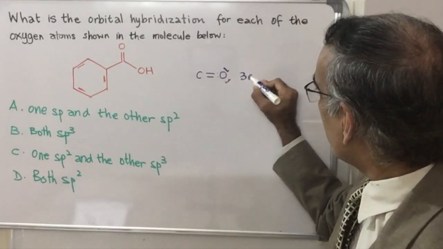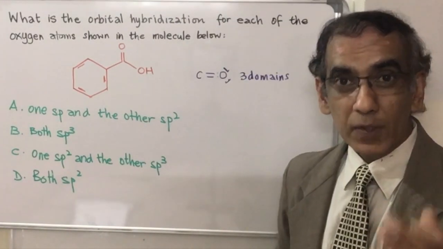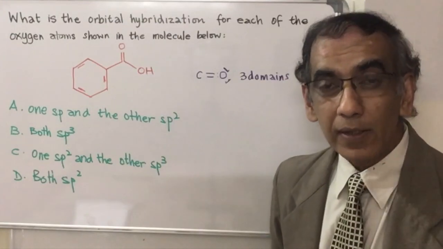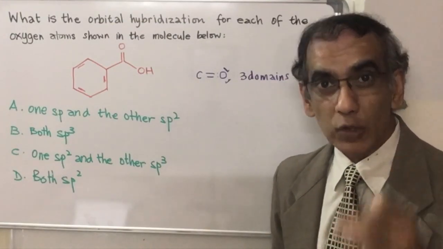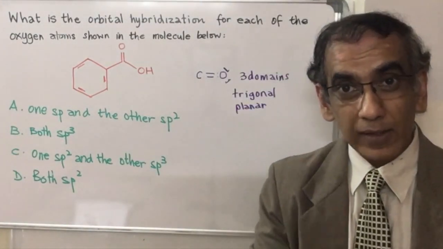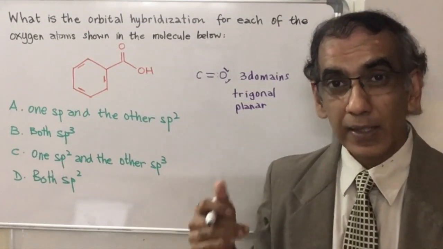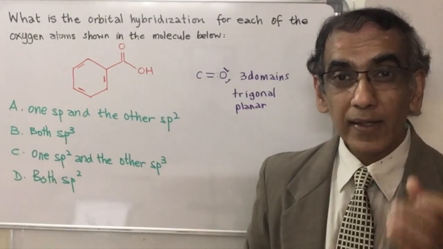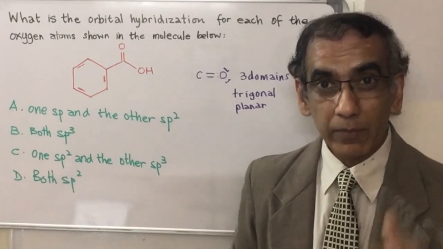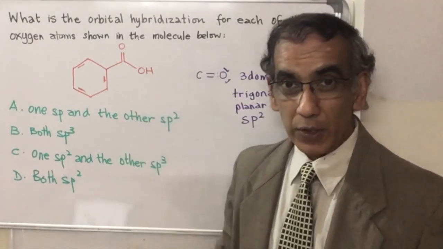So here we have 3 electron domains, and this means that you have trigonal planar electron domain geometry. And when you have trigonal planar electron domain geometry, it means that you have sp2 orbital hybridization. And now for the other oxygen.